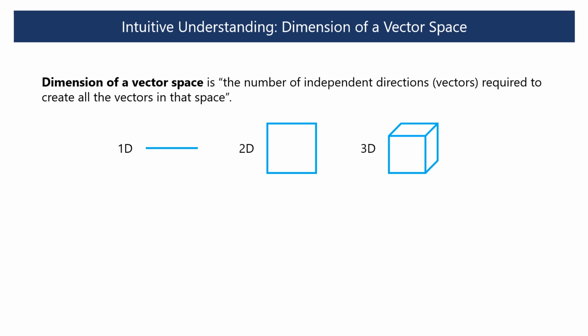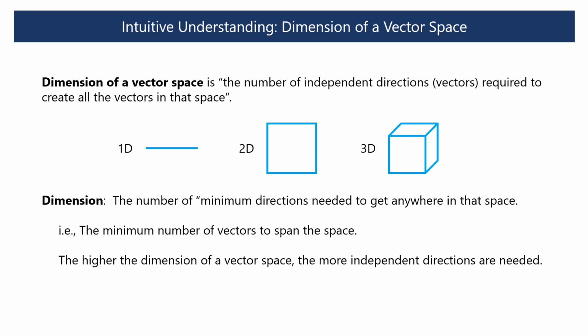Three dimensions is the world of a three-dimensional object. Here, three independent directions are needed to reach any point in this space: left and right, up and down, and front and back. In this way, the dimension refers to the number of minimum directions needed to get anywhere in that space. That is, the minimum number of vectors to span the space. The higher the dimension of a vector space, the more independent directions are needed.